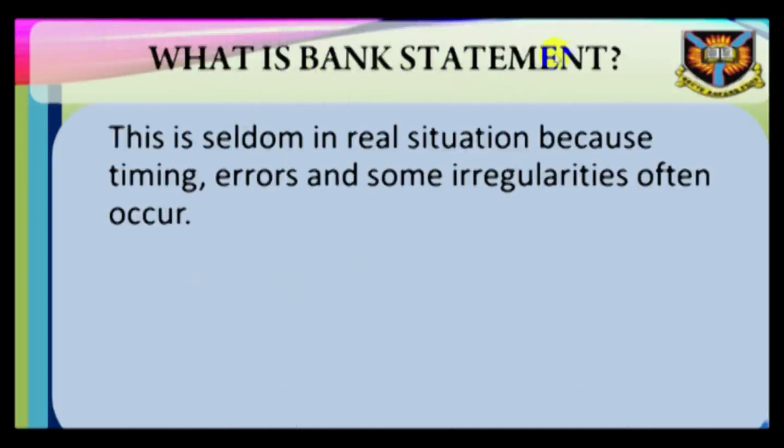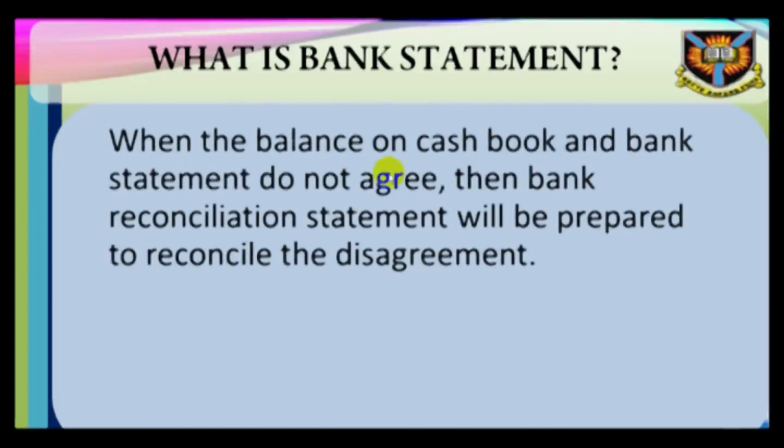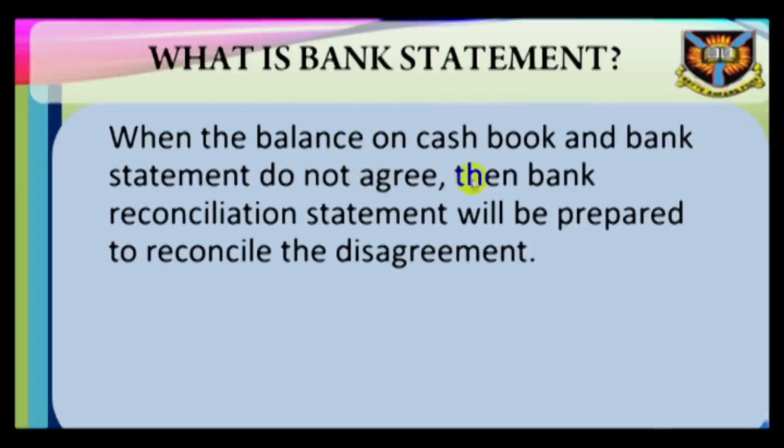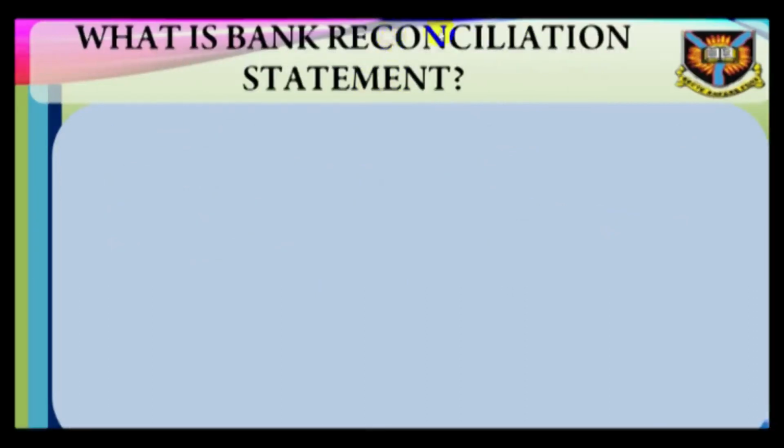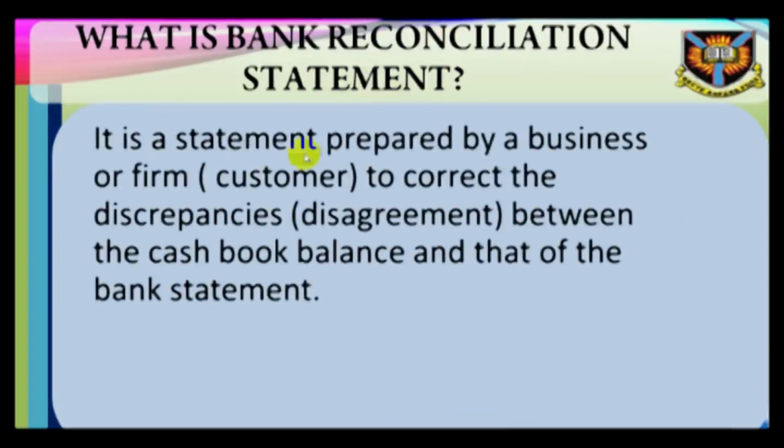This is seldom the case in real situations because timing errors and some irregularities often occur. When the balance on the cash book and the bank statement do not agree, then a bank reconciliation statement will be prepared to reconcile the disagreement. What is a bank reconciliation statement? It is a statement prepared by a business or a firm to correct the discrepancies between the cash book balance and that of the bank statement.